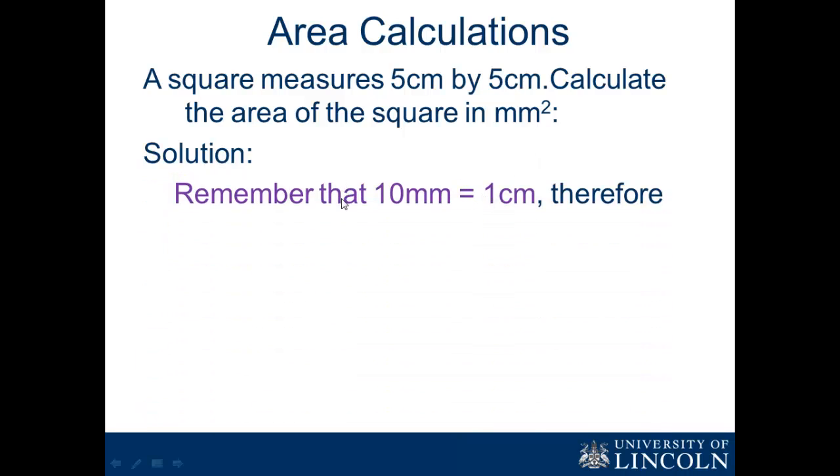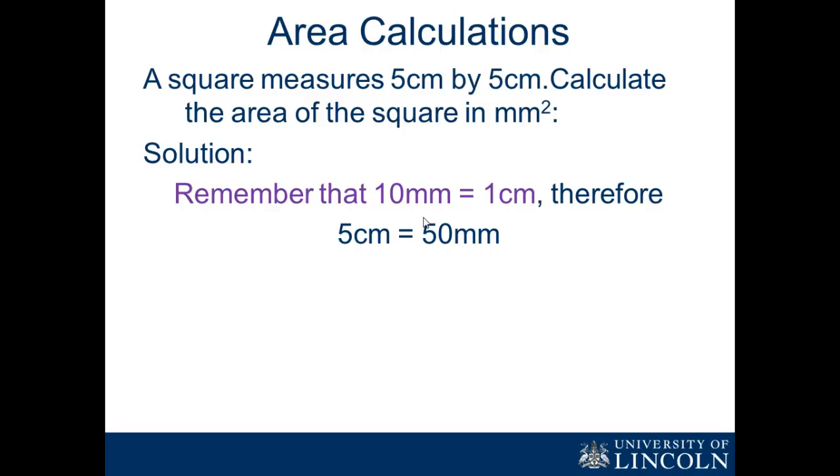And I think we also need to remember that 10 millimeter equals 1 centimeter. What that is saying is that every 10 millimeter you have, that's a centimeter. Now we have 5 centimeter. Therefore, our 5 centimeter will be what? 50 millimeter. Every centimeter equals 10 millimeter. So 5 centimeter will be 50 millimeter. Don't forget that.